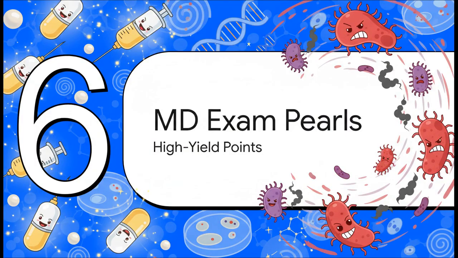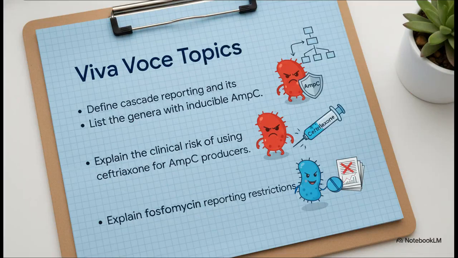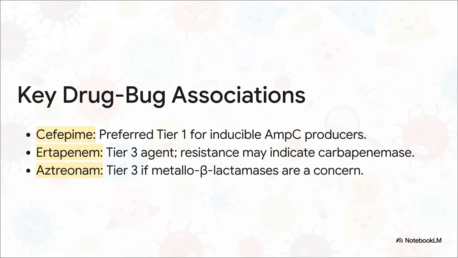All right, let's wrap this up with the most important part for many of you. Section 6, the MD Microbiology exam pearls. These are the high-yield points you need for your theory, practical, and viva exams. For your viva, you should absolutely be ready to define cascade reporting and explain its role in stewardship. Be prepared to list those genera with inducible AmpC and clearly explain the clinical risk of using a drug like ceftriaxone against them. Also, be ready to explain the reporting restrictions for fosfomycin and the role of cefazolin as a surrogate marker. You'll also want to have these key drug-organism associations locked down.